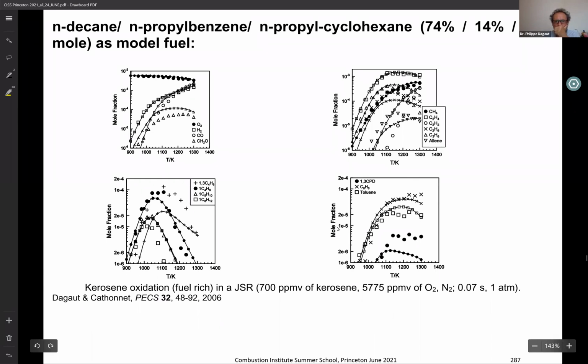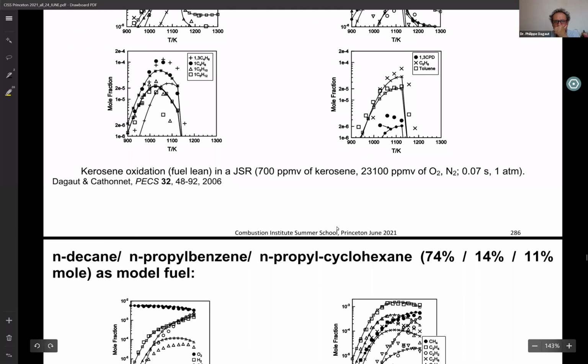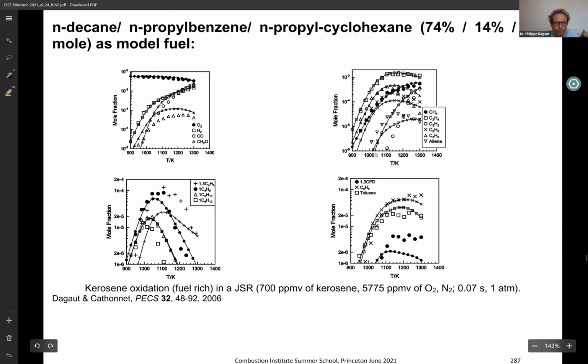So here it's the case of a fuel-rich mixture. For the two figures over there, the model represents relatively well the data. There is still an overestimation of the formation of acetylene in this range. And regarding benzene and toluene, the model represents fairly well the data. We still underestimate the formation of cyclopentadiene.